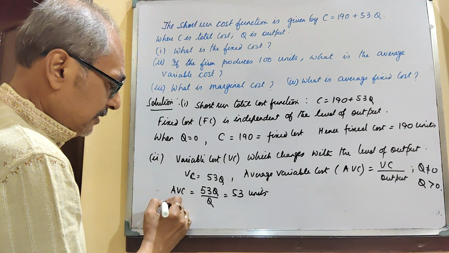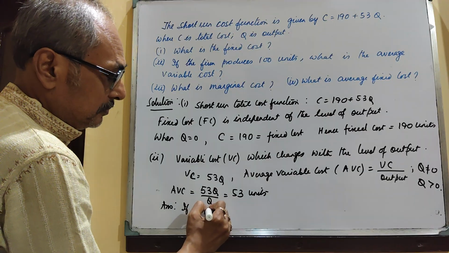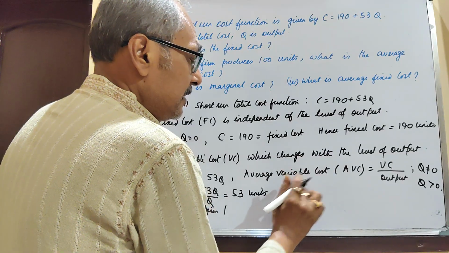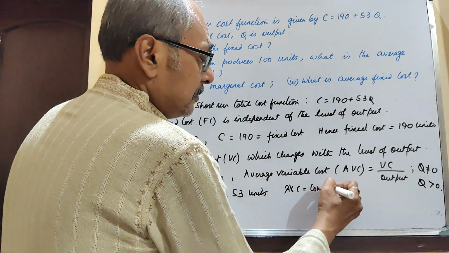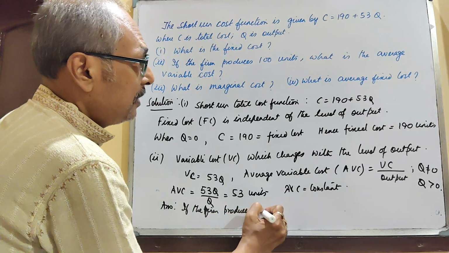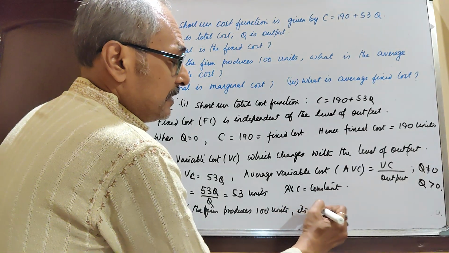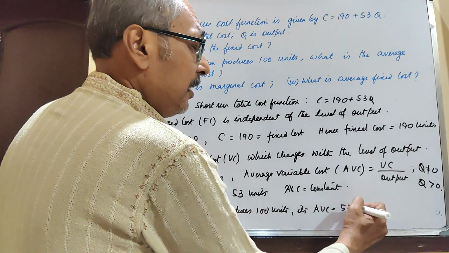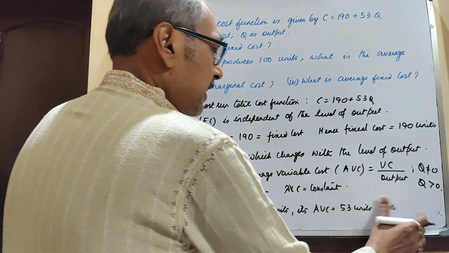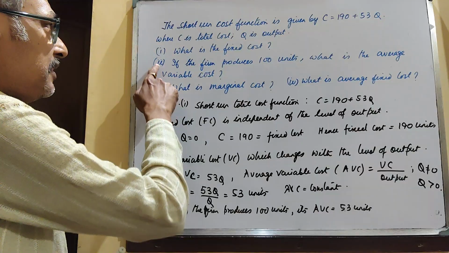Therefore, the answer is, AVC is constant. If the firm produces 100 units, its AVC, average variable cost, is 53 units or constant. Just write 53 units because I have written constant here. Now, this is the answer for part 2.